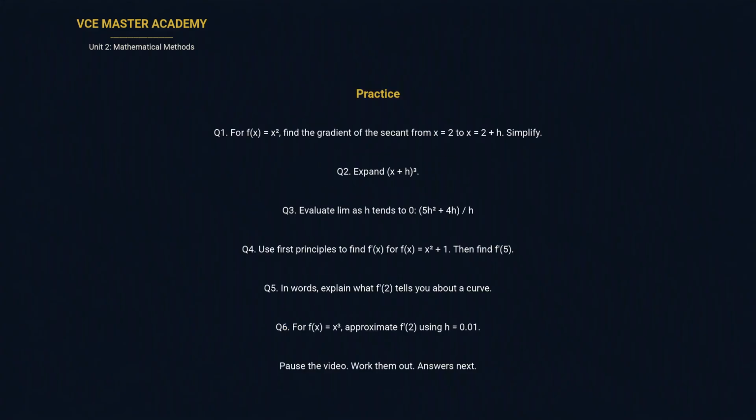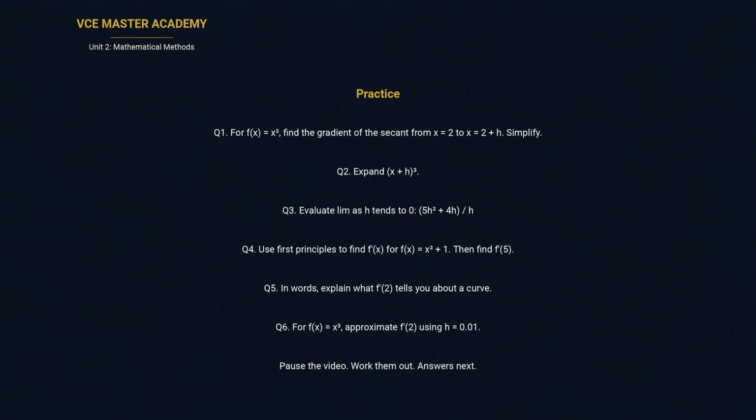Your turn. 6 questions. Pause the video here and have a proper go before you look at the answers, because reading a solution and writing one are 2 completely different skills. Question 1. For f of x equals x squared, find the secant gradient from x equals 2 to x equals 2 plus h. Question 2. Expand x plus h, all cubed.